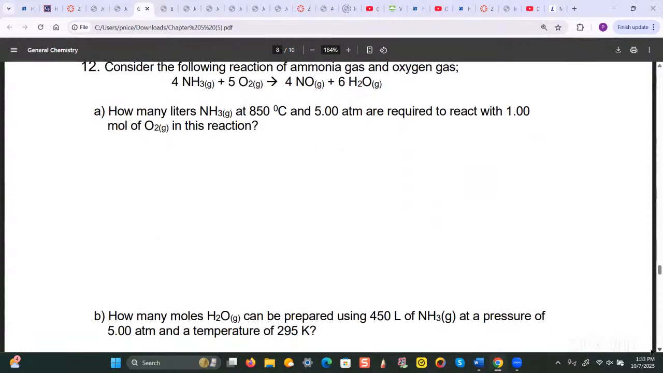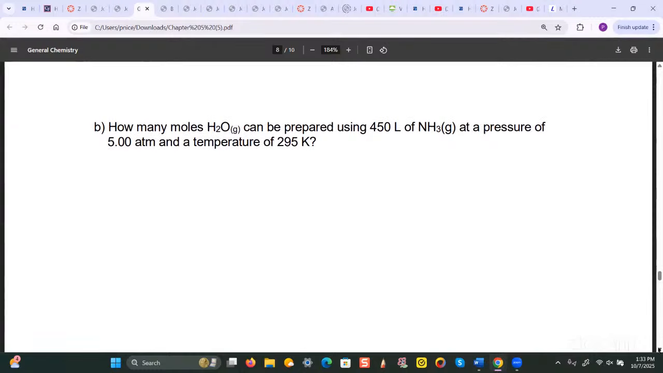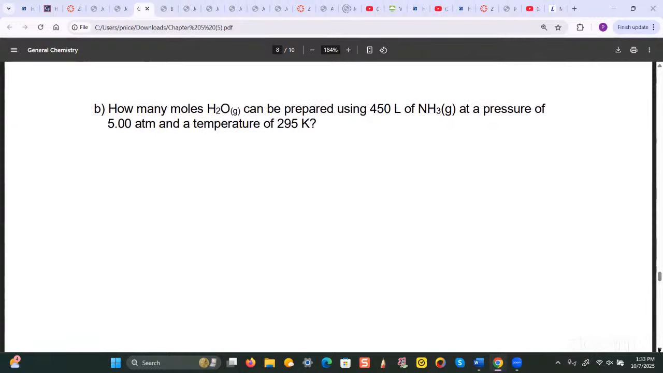Now, the B part is based on the same equation, right? And the question is asking how many moles of water can be prepared by using 450 liters of ammonia at a pressure of 5.00 atmospheres and a temperature of 295 Kelvin. So let me hear your ideas about this one. How would you tackle this particular problem?